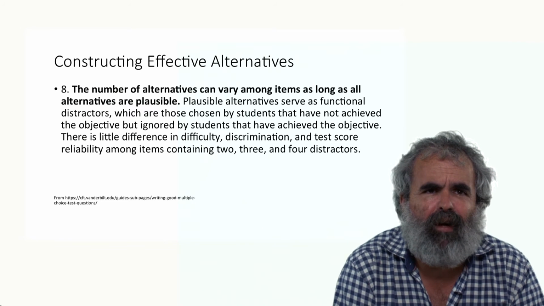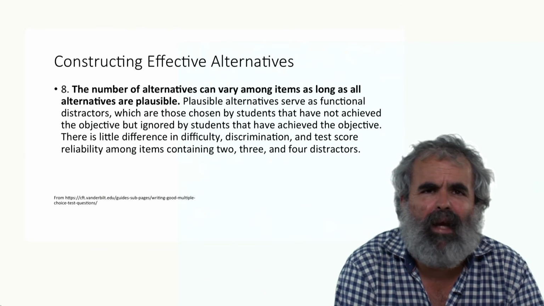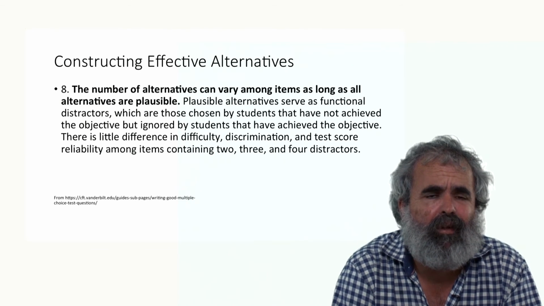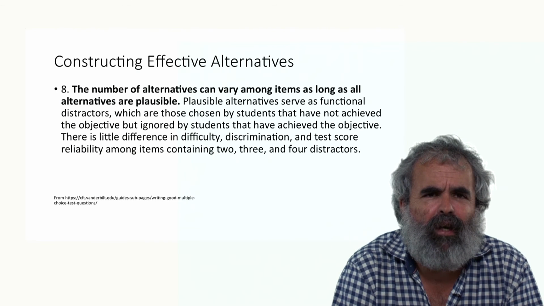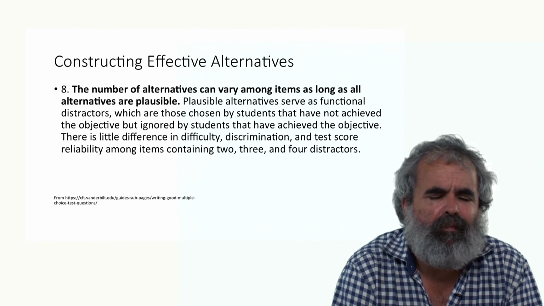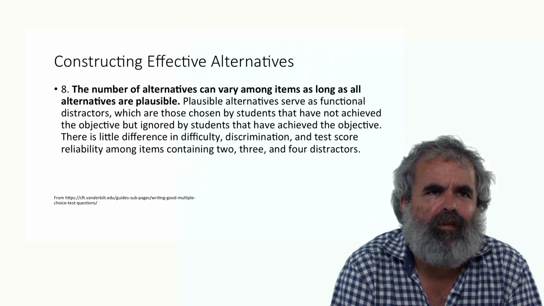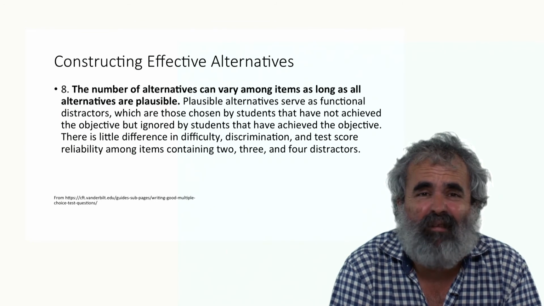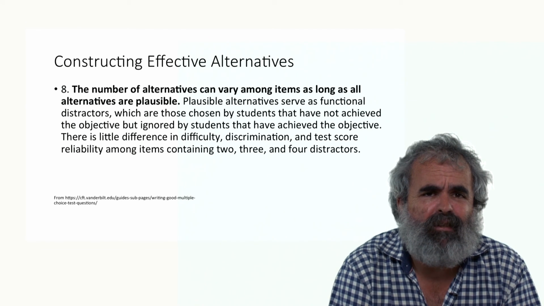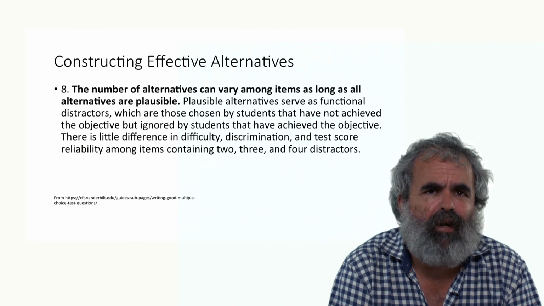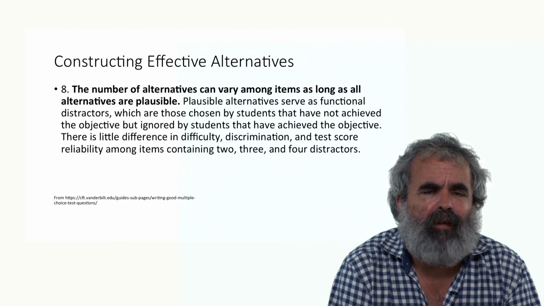The number of alternatives can vary as long as all the items are plausible. And as we said before, if they're not plausible, it's not worth having them in there. There's not a lot of difference in difficulty, discrimination and test score reliability amongst items that might have just 2 distractors, 3 distractors or 4 distractors. So that's interesting to know. As long as they are good distractors, you should have a reliable quiz.